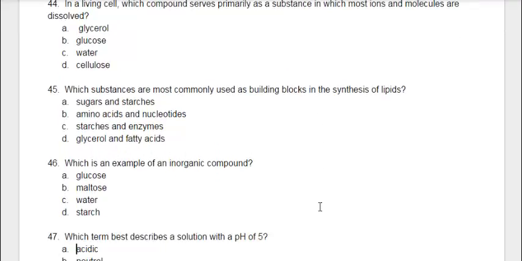45. Which substances are most commonly used as building blocks in synthesis of lipids? A. Sugars and starches, B. Amino acids and nucleotides, C. Starches and enzymes, D. Glycerol and fatty acids. 46. Which is an example of an inorganic compound? A. Glucose, B. Maltose, C. Water, D. Starch.